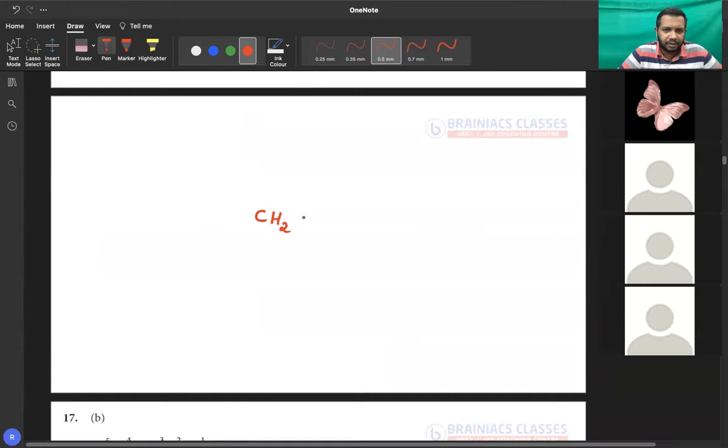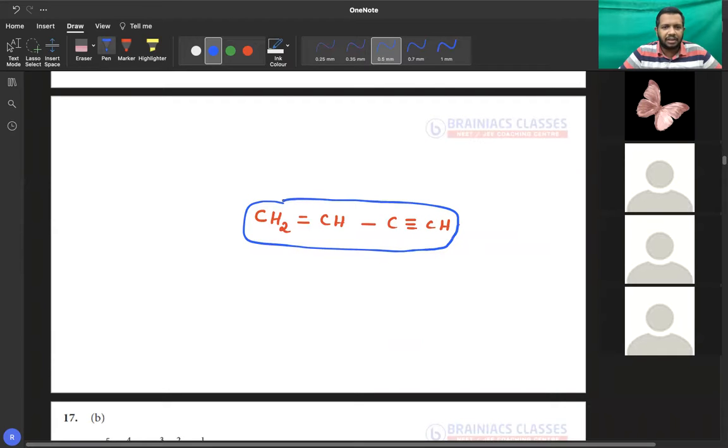This is very important. CH2 double bond CH, C triple bond CH. Can you tell me the answer for this one? What will be the answer? Again, I know this is my parent carbon chain. There is no doubt in that. But here the question is, if I number from here, 1, 2, 3, 4.